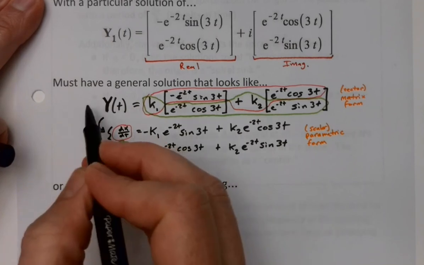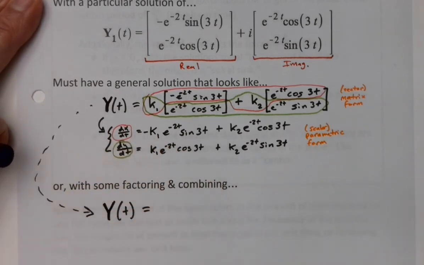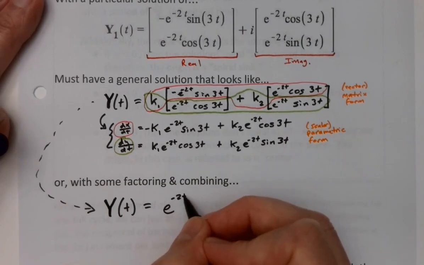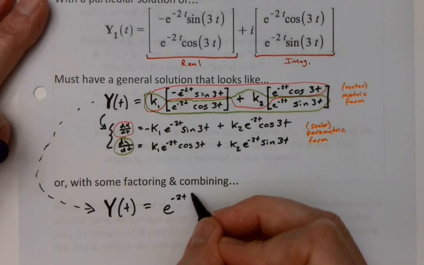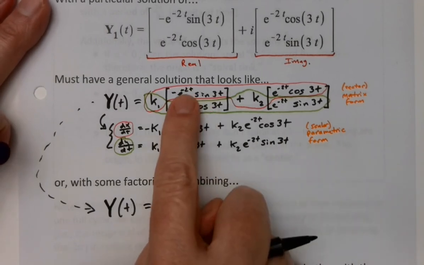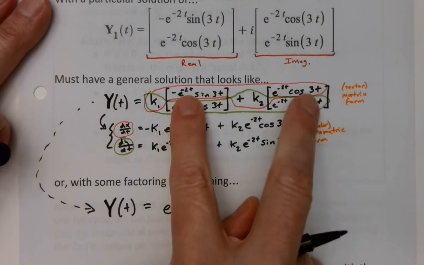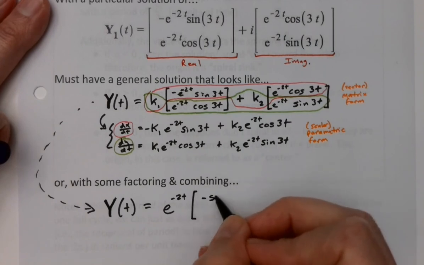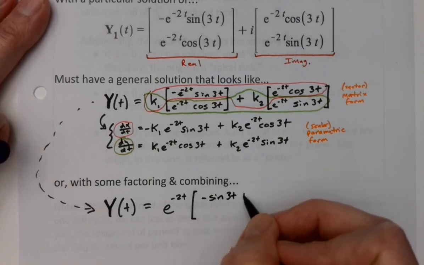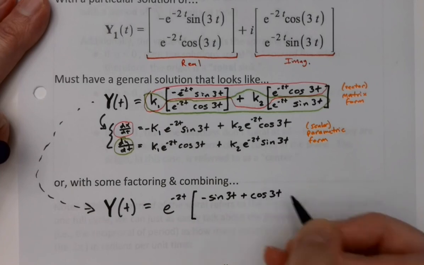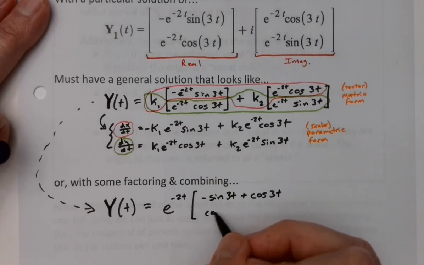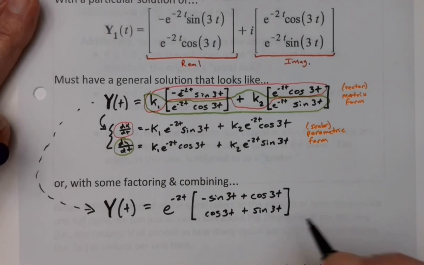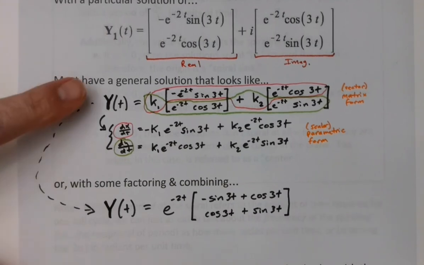With a little bit of factoring, you can write it as e to the minus 2t. I'm just going to factor out e to the minus 2t from each one of these, and then combine those two matrices. And so up top it'd be minus sine 3t plus cosine 3t, and in the bottom, it's cosine 3t plus sine 3t. And so look at what we have by manipulating our general solution.